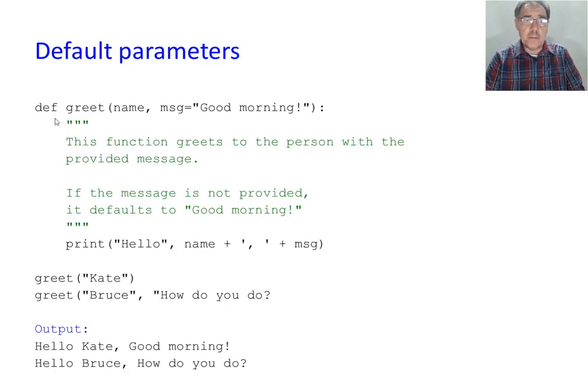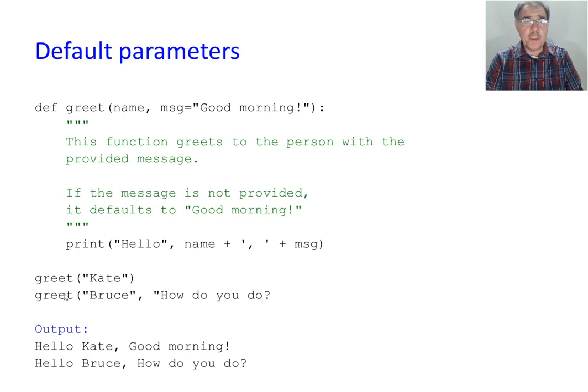Here is another example about default parameters. So def greet, name is the name of the person, message equal good morning. So here's the default message to the parameter message. So what happens here, basically, if you call this function, it just does hello name plus comma plus message. So it should display whatever name you passed plus the message. The message by default is good morning.